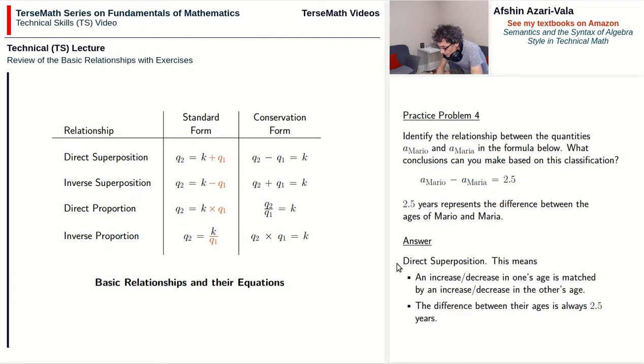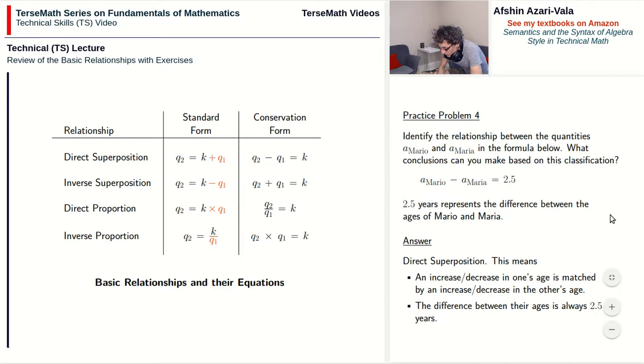The answer is direct superposition. I let you justify that. This means an increase or decrease in the age of one of them is matched by an increase or decrease in the other's age, which of course makes sense. If one of them gets 2 years older, the other one gets 2 years older, and so on. And the difference between their ages is always 2.5 years, which is pretty much what this form of the equation says.